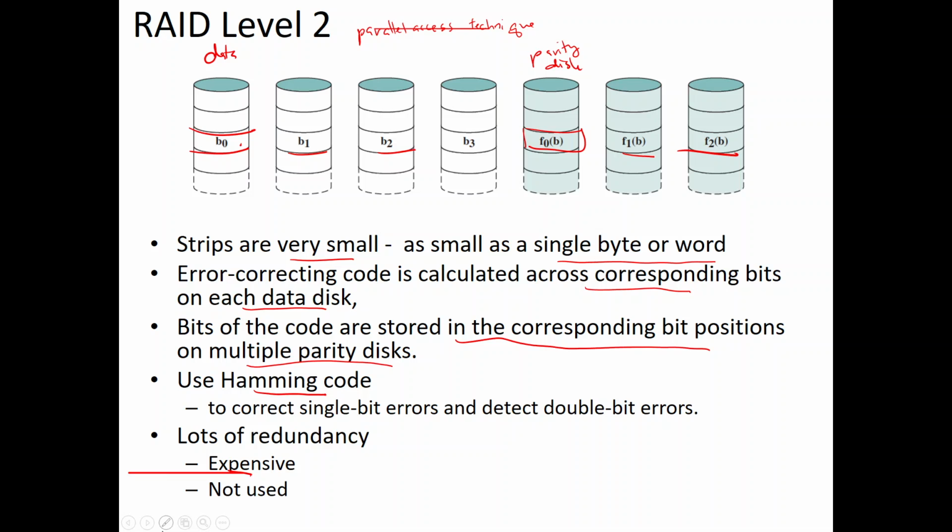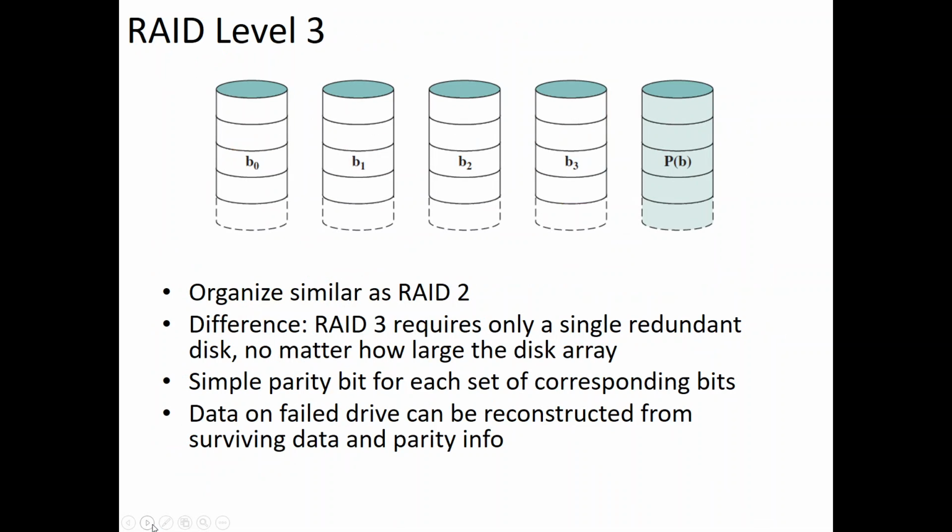Jadi, rate tu ni macam overkill lah. Maksudnya terlebih sangat. Sepatutnya jadi macam tak gunalah. Kita tak gunakan sangat. Okay. RAID 3. Dia punya design dia organized similar to RAID 2. Okay. So the only difference is that RAID 3 requires only a single redundant disk, no matter how large the disk array. Okay.